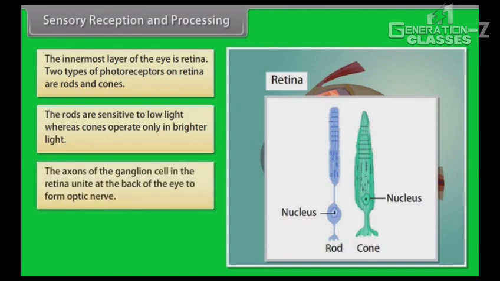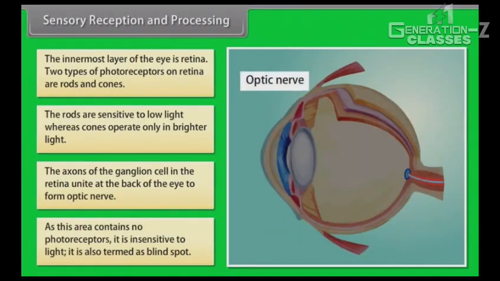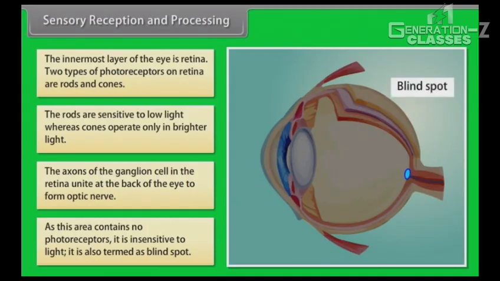The axons of the ganglion cell in the retina unite at the back of the eye to form the optic nerve. As this area contains no photoreceptors, it is insensitive to light. It is also termed the blind spot.